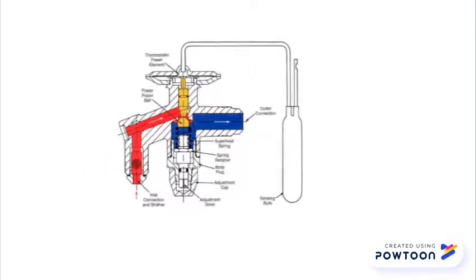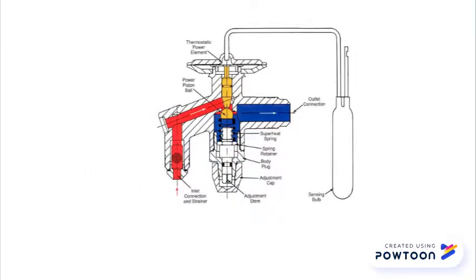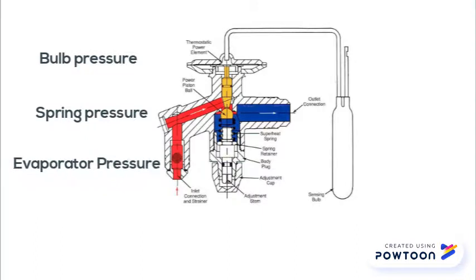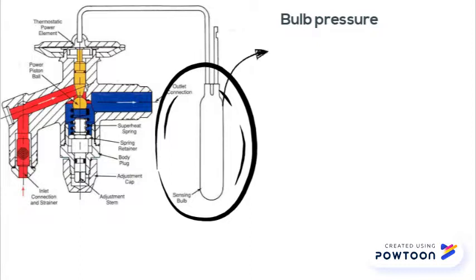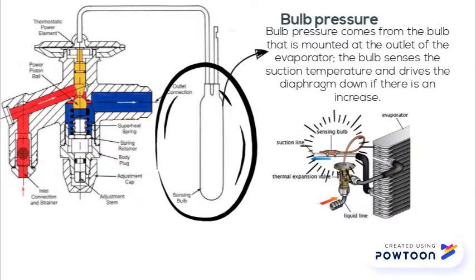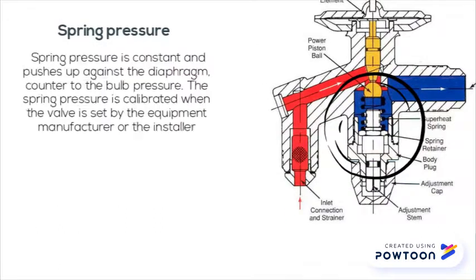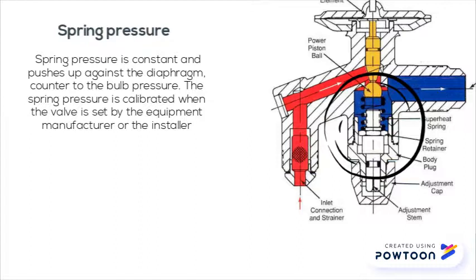There are three different forces at work in a TXV: bulb pressure, spring pressure, and evaporator pressure. Bulb pressure comes from the bulb that is mounted at the outlet of the evaporator. The bulb senses the suction temperature and drives the diaphragm down if there is an increase. Spring pressure is constant and pushes up against the diaphragm, counter to the bulb pressure. The spring pressure is calibrated when the valve is set by the equipment manufacturer or the installer.